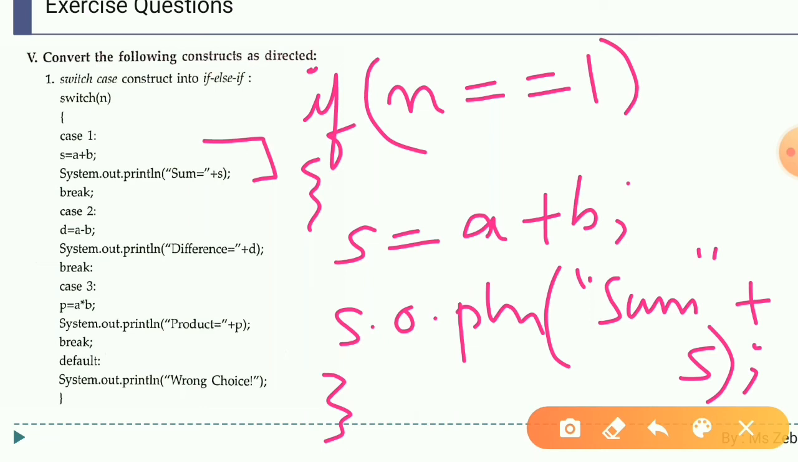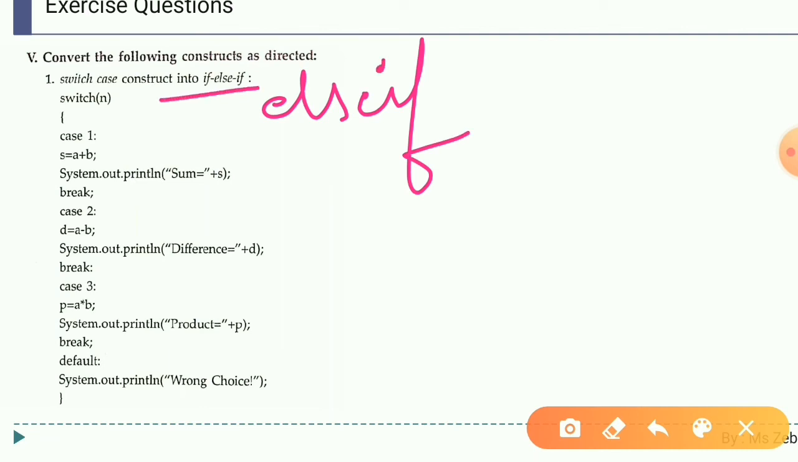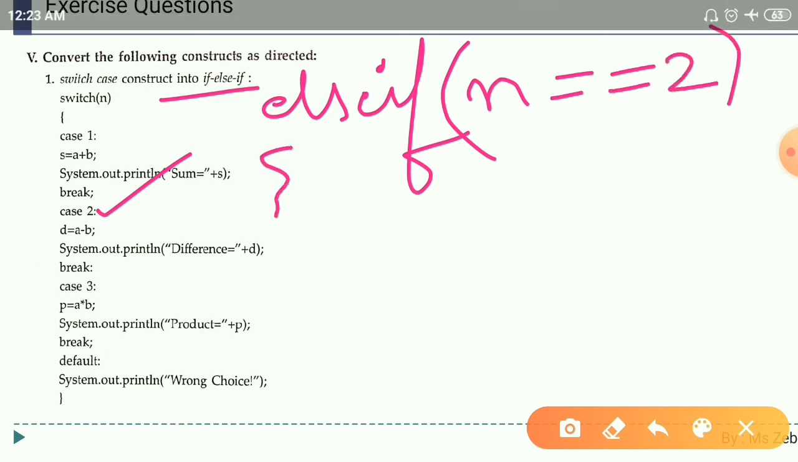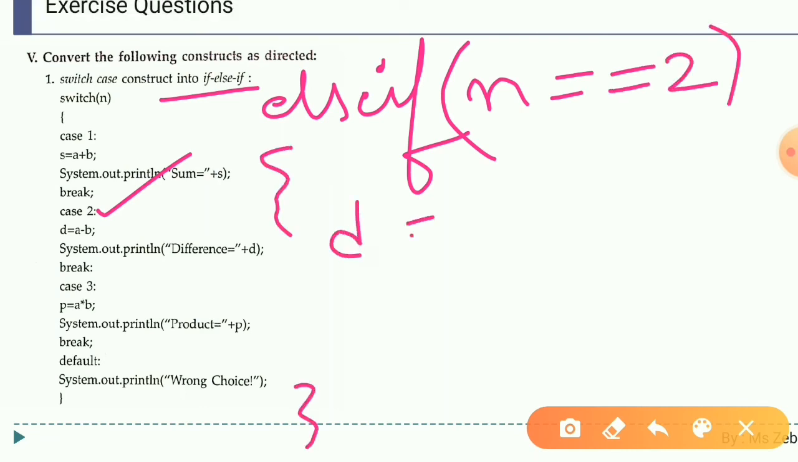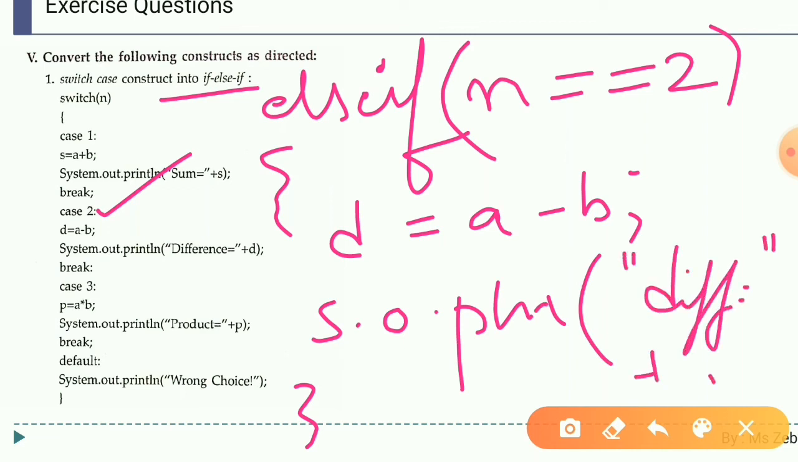Now I'm going to continue with the same question and I'm going to erase this. You please continue in your copy in the next line. After that you will be writing else if, because we have to convert it into our if else if portion. So after if you write else if, and we check our next condition. Else if n equals to 2, again we have compound statements, so both statements are to be written here: d equals to a minus b, as well as System.out.println("difference equals to" + d).